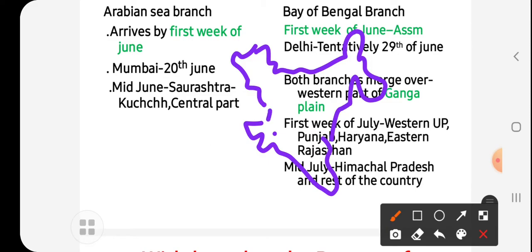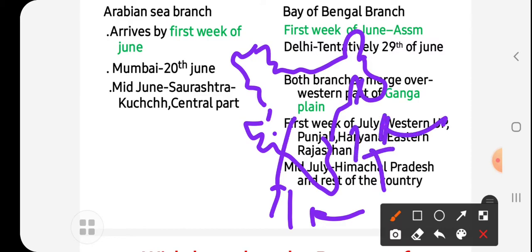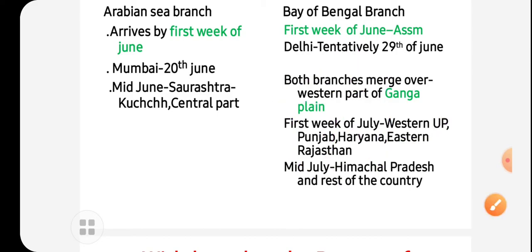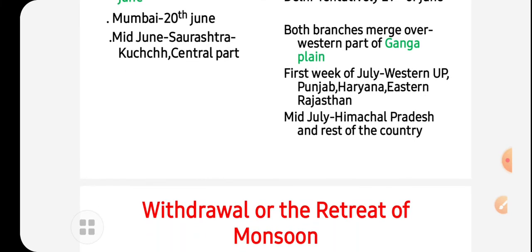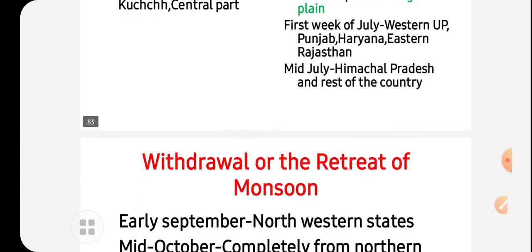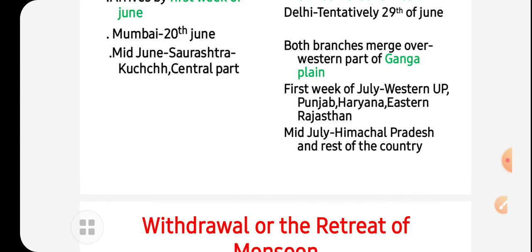Here how it is, like it enters here, then we see. When both the branches meet here, by the time period of 29 June it is merged over the western part of the Ganga plain, and in the first week of July western UP, Punjab, Haryana and eastern Rajasthan. So where this east and west monsoon meet or merge, by mid-July Himachal Pradesh and the rest of the country, means the whole country comes in contact with this monsoon rain.